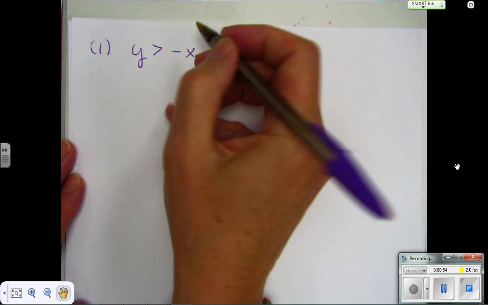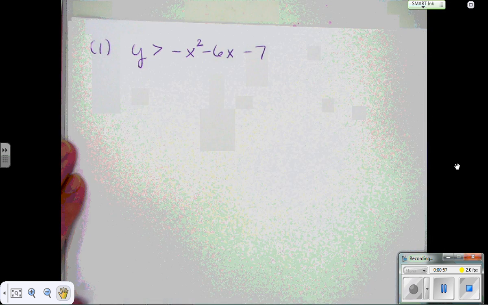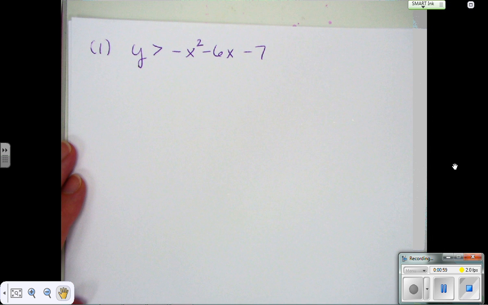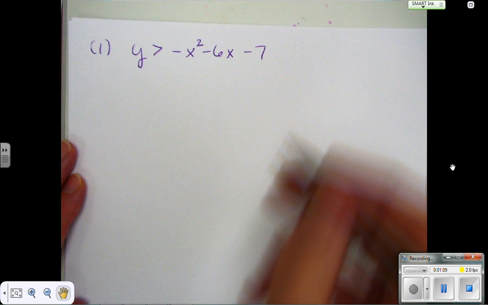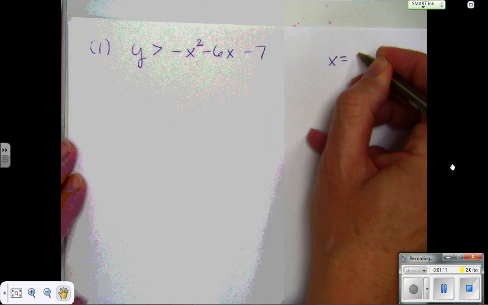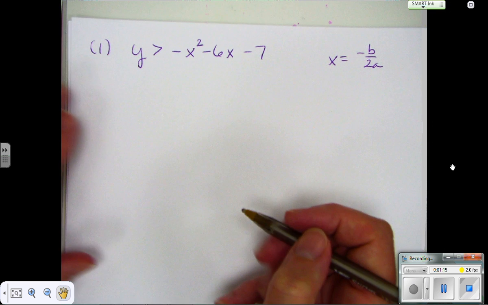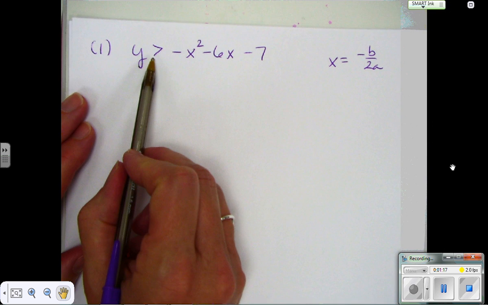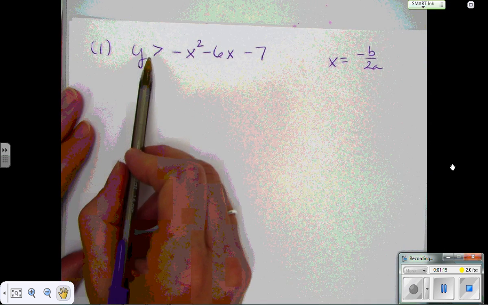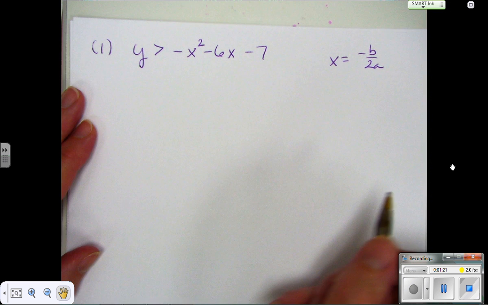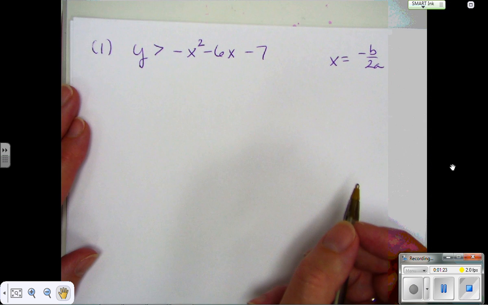Sorry, I forgot my squared term. Negative x squared minus 6x minus 7. Okay, so you can either change this into vertex form and get your vertex that way, or you can use the x equals negative b over 2a to get your vertex. And I'm going to just change this to an equal sign just for purposes of solving it. I want to write it in vertex form.